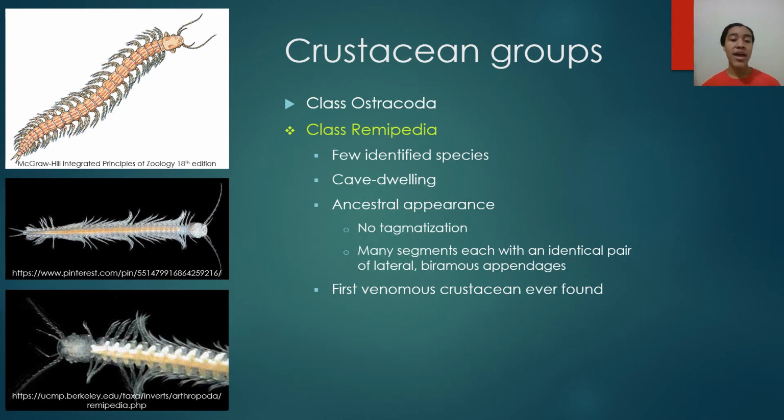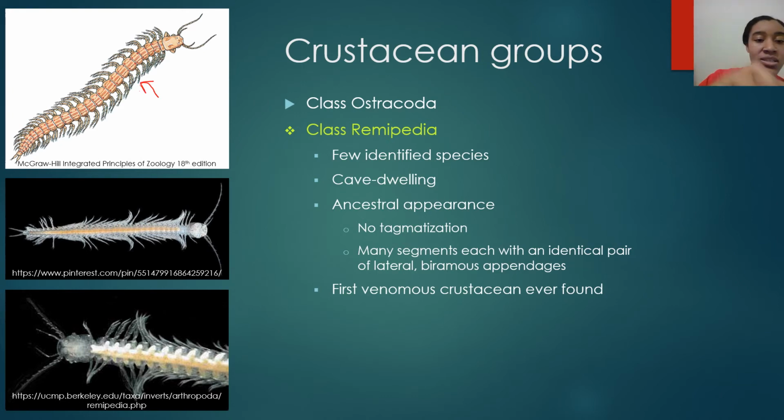Remipedia is a small class of cave-dwelling crustaceans, and these crustaceans are thought to closely resemble the ancestral form for all crustaceans. So the shared common ancestor of all crustaceans is thought to look like these guys. And this is because they have no tagmatization, and they also have a pair of lateral biramous appendages on every single one of their segments, and all of their appendages are virtually identical to one another. So you can see that in this picture here in their cartoon, they're showing you those appendages.